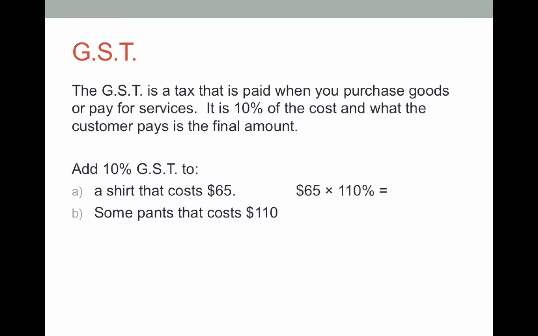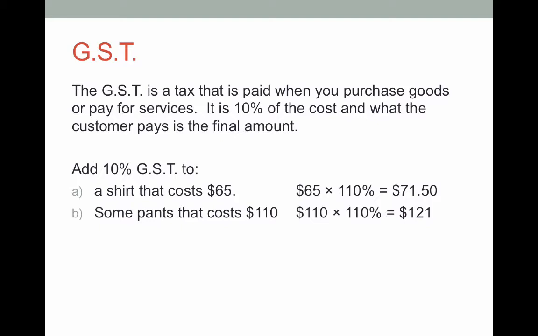To add a 10% onto an amount, we multiply our amount by 110%. That will include the original 100% plus an extra 10%. So $65 times 110% is going to be $71.50. Some pants that cost $110 will do the same thing. We'll take our $110 and multiply it by 110%. The pants will now cost $121 in the store.